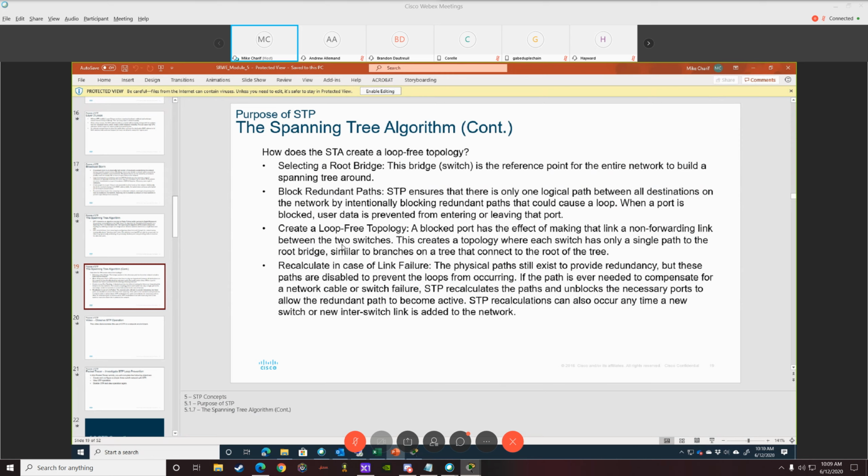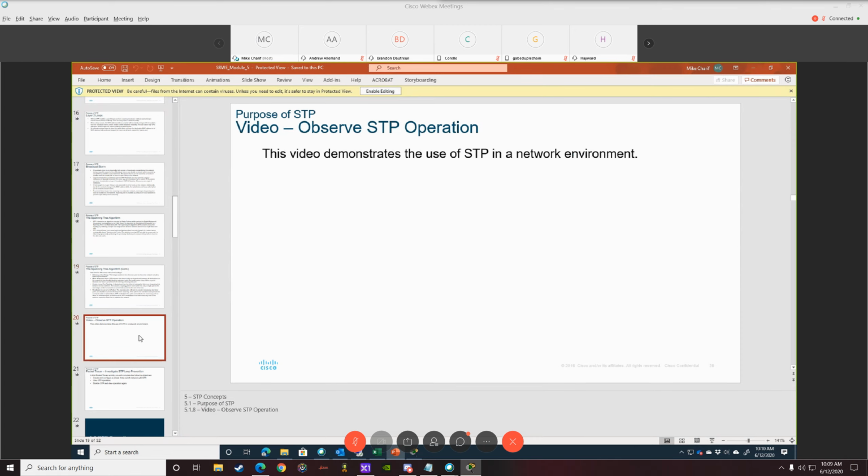Okay, any question at this point? Nope. Awesome. So a blocked port has the effect of making the link a non-forwarding link between the two switches. This creates a topology where each switch has only a single path to the root bridge. As we saw in Packet Tracer, you can watch that video and see.